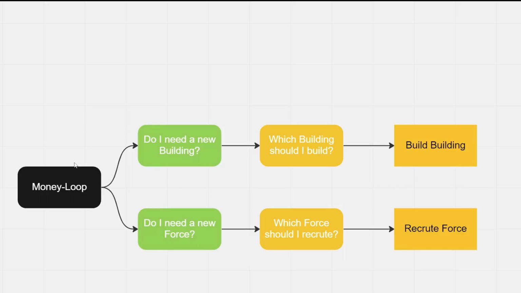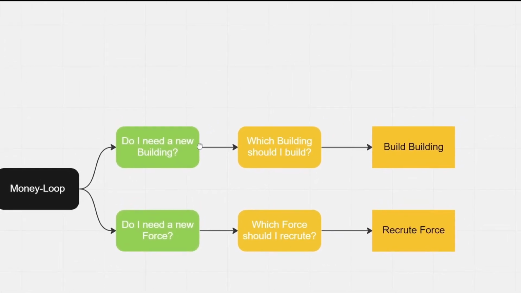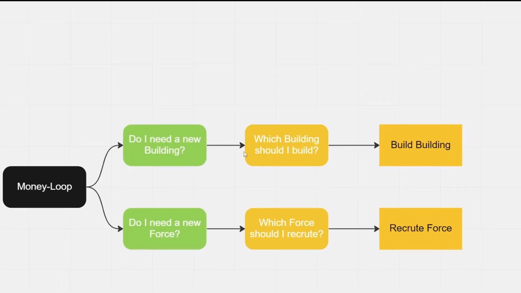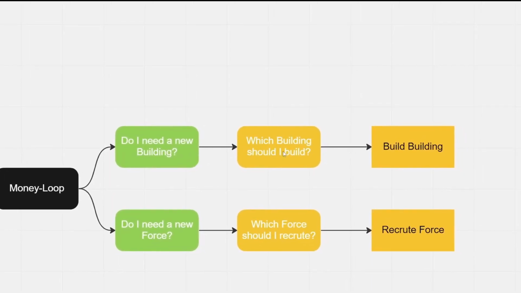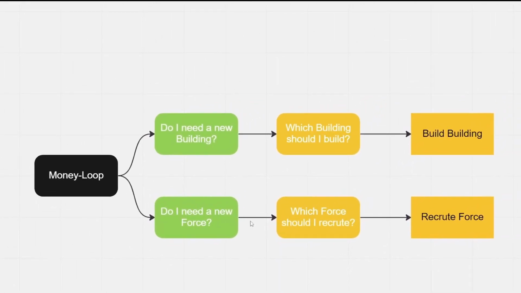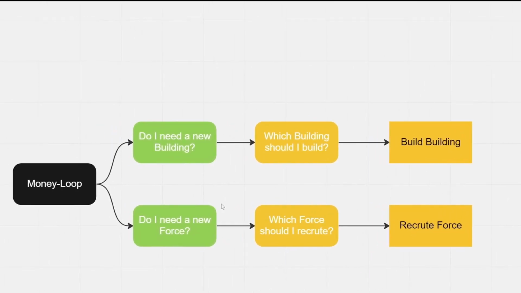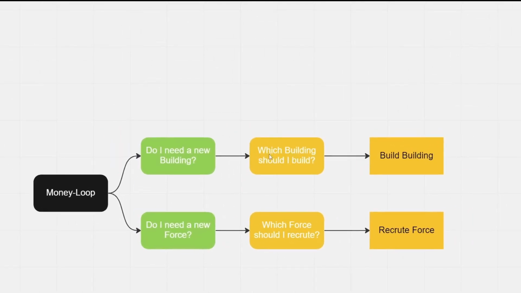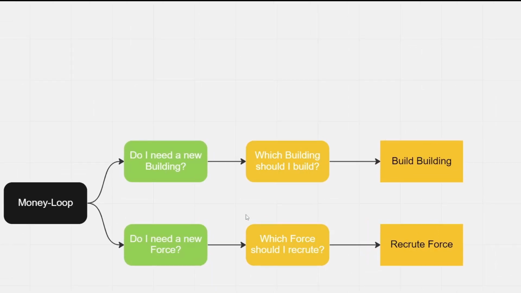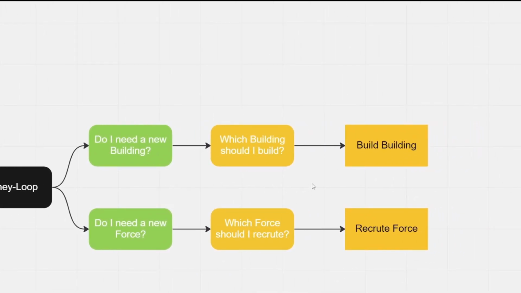visualization. So on the money loop, we need to know, hey, do we need a new building? Because maybe we don't, or maybe we can't afford one. If yes, then which building should we build? And then we just execute it. So build the building, and the same goes for forces. Do we need a new force? If yes, which force? And then recruit a force. But of course, to answer these questions, you need to take into account a lot of parameters. But we will talk more about that later.